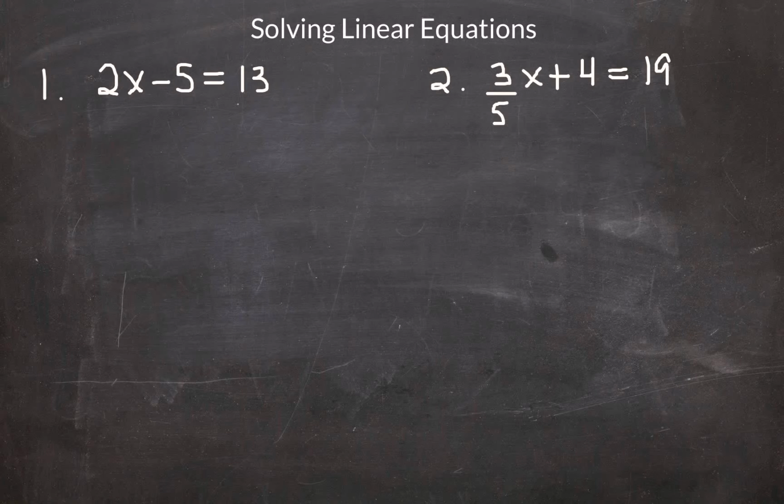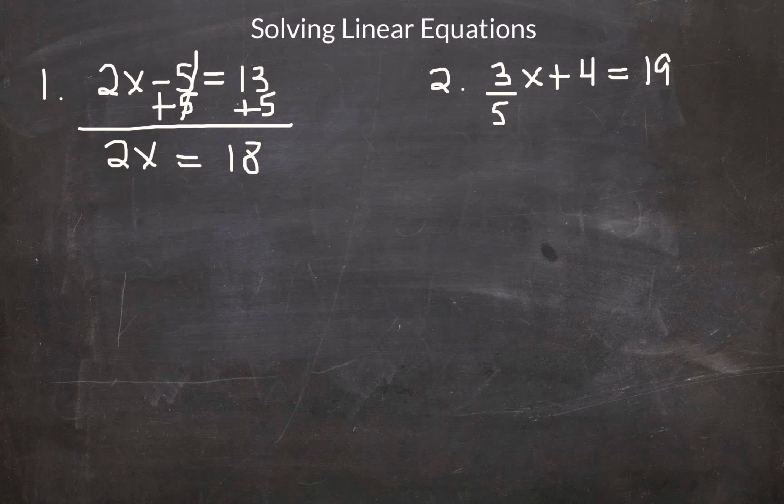We want to get rid of the minus 5 first, and we'll do that by adding 5 to both sides. That leaves us with 2x on the left and 18 on the right. Next, we need to get rid of the 2, which is multiplied by the x. We divide both sides by 2, which leaves us with x equals 9, and we are done.